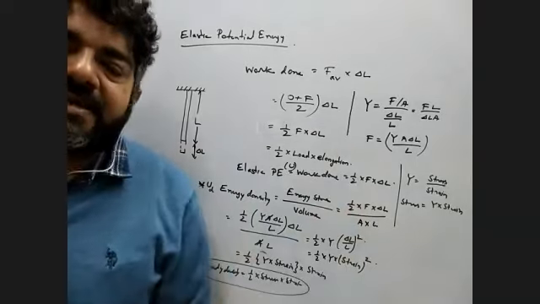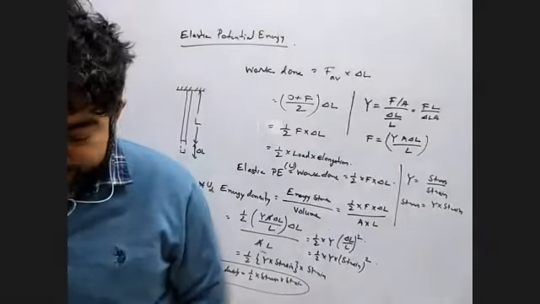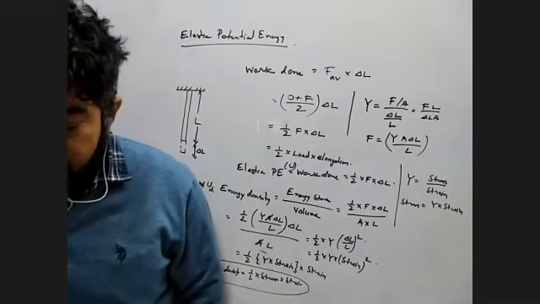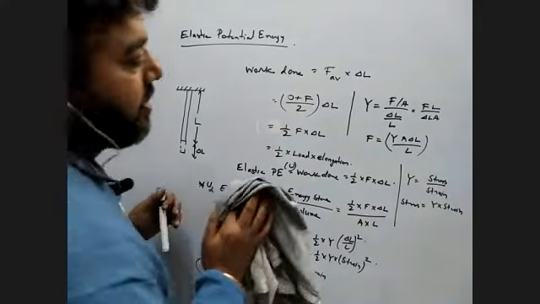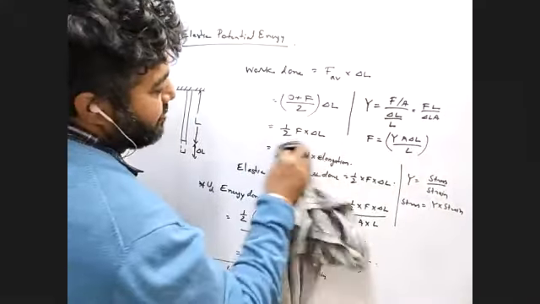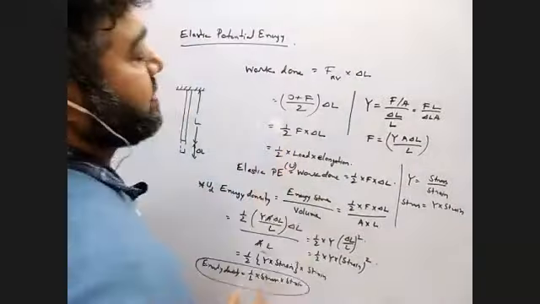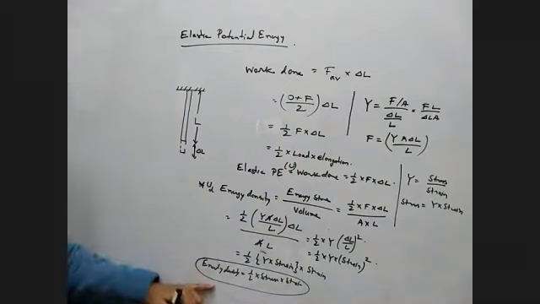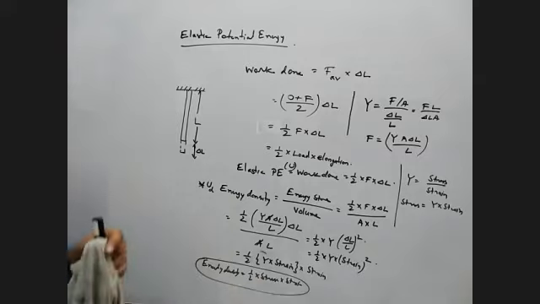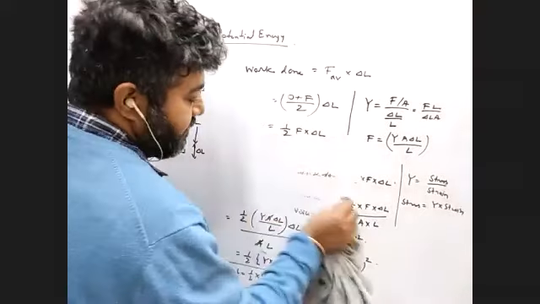Now, on the basis of that, sometimes the examiner gives you a numerical. So you can remember only that part also: the work done is half into force into elongation, then you can derive the next part. Or if you remember energy density, that is energy per unit volume, is half into stress into strain, in that case also you are able to solve the numerical.